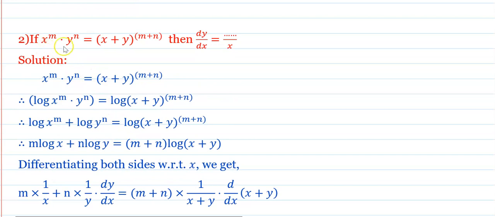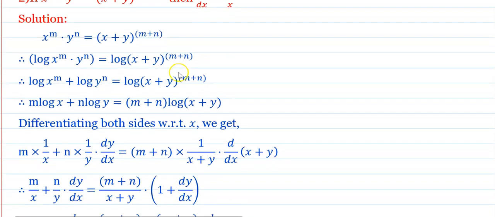If x raised to m into y raised to n is equal to (x plus y) raised to m plus n. For this type of question the direct answer is dy by dx is equal to y upon x. But if you want it in elaborate form: x raised to m into y raised to n is equal to (x plus y) raised to m plus n. Take log on both sides. Therefore, here you will get log of x raised to m plus log of y raised to n is equal to log of (x plus y) raised to m plus n. We bring m plus n in front.